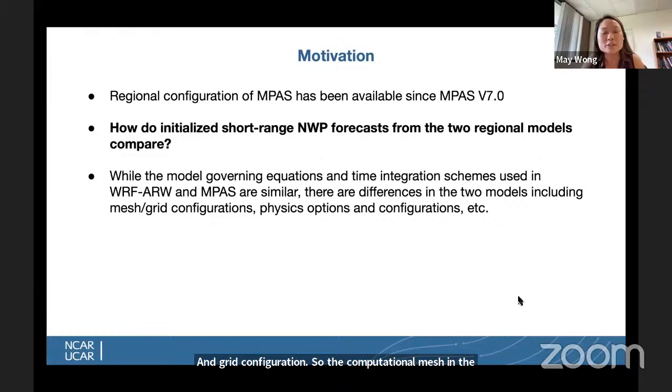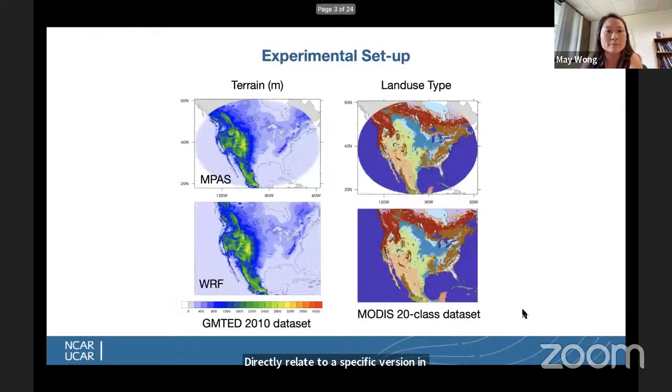As Laura Fowler had alluded to in her talk on Tuesday, one version of the physics suite in MPAS does not directly relate to a specific version in WRF. So we're going to spend some time talking about that today. But first, the basic configuration of the experimental setup.